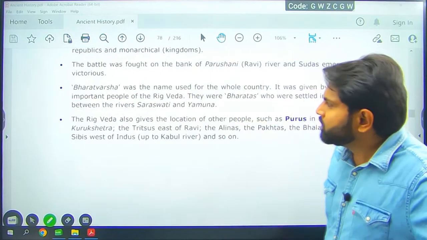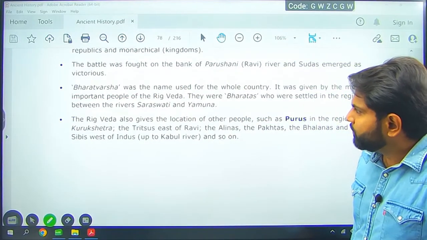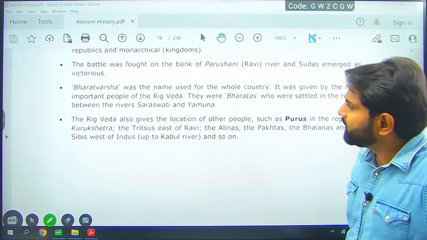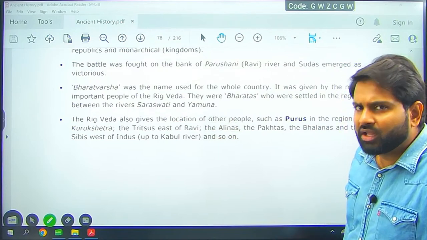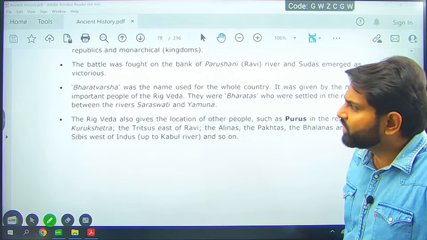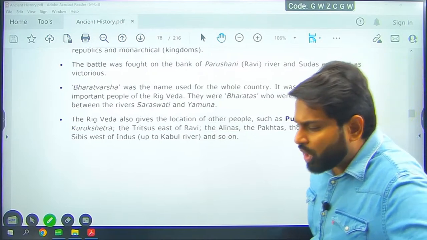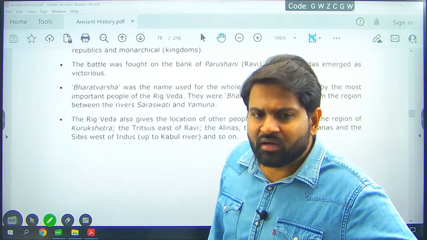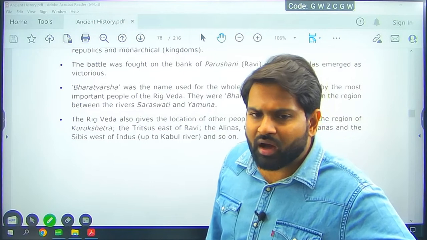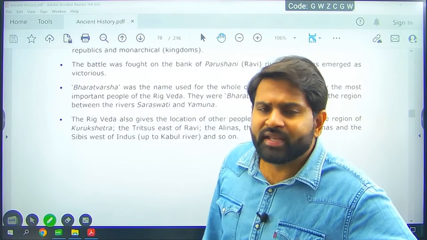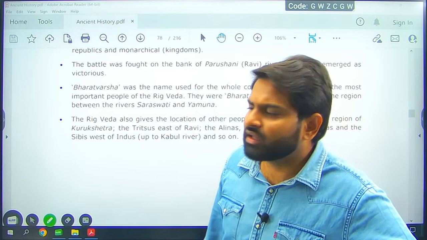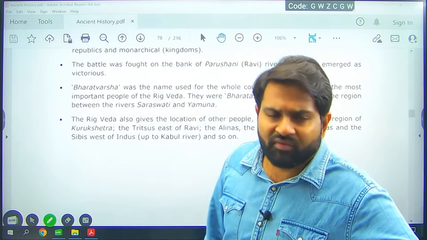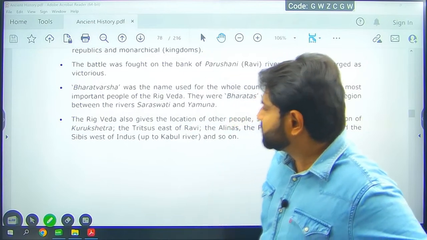Right? So Bharatvarsha was the name used for the whole country. It was given by the most important people of the Rigveda. So the Veda suggests that the name of the country is Bharatvarsha. Our Vedic texts call India Bharat, and international texts such as Greek or Italian or Chinese travelers suggest different names. But what foreigners regularly called India, we call ourselves India and we also call ourselves Bharat, Bharat Mata.